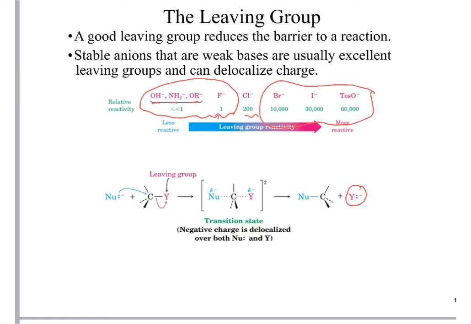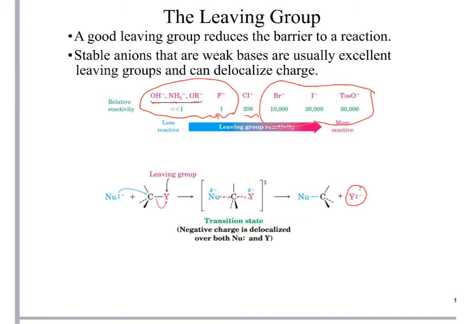And the leaving group also, since in a transition state it is still associated with the carbon, with the reacting center, has to be able to stabilize and delocalize the charge imparted by the nucleophile. So any group such as iodide or tosylate that can disperse the negative charge will also stabilize the transition state. So the best leaving groups again will be tosylate, iodide, and bromide.